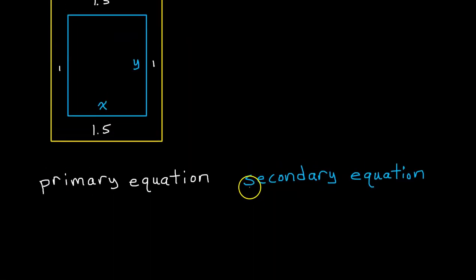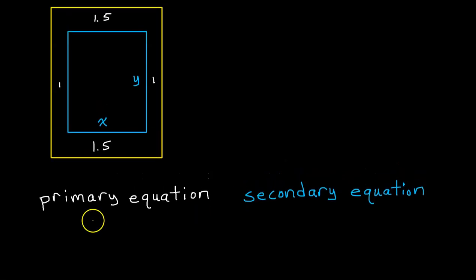Usually when you do an optimization problem, you will have to write two equations, a primary equation and a secondary equation. The primary equation will represent the quantity that you are trying to maximize or minimize in this case. The secondary equation will represent some other information that you're given.